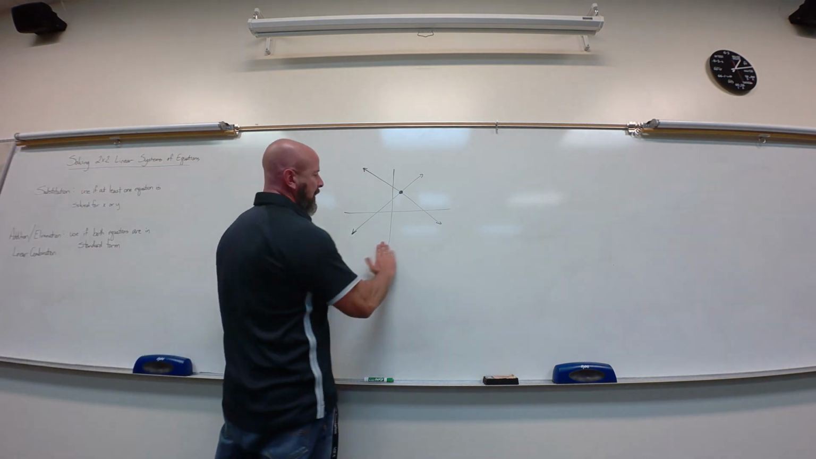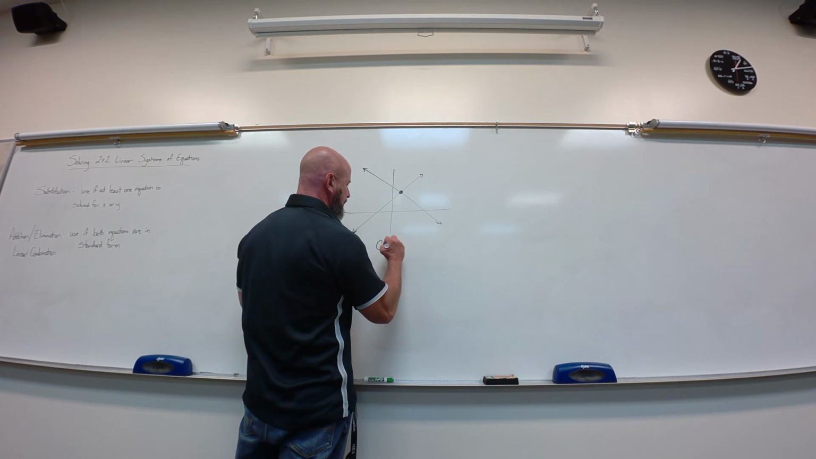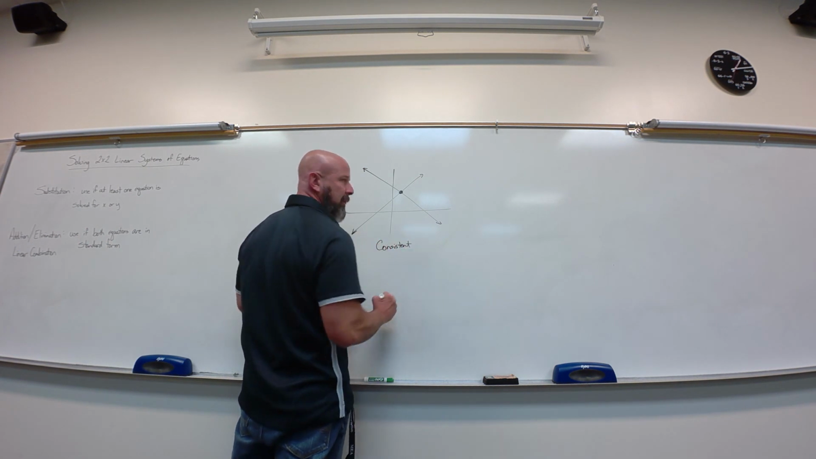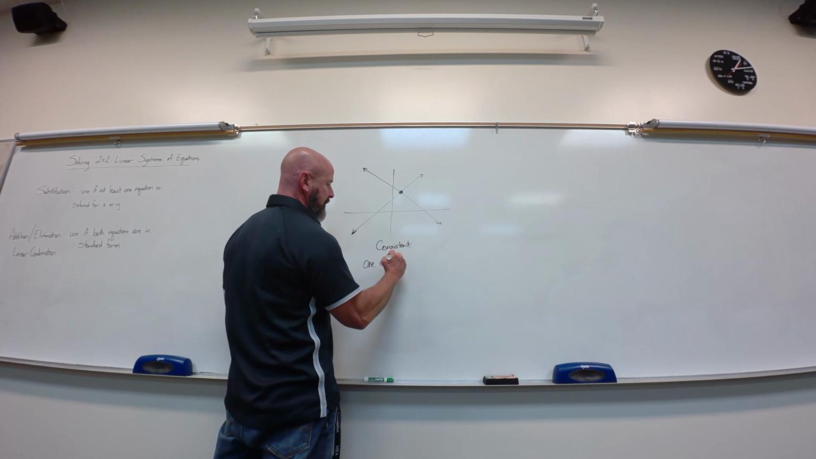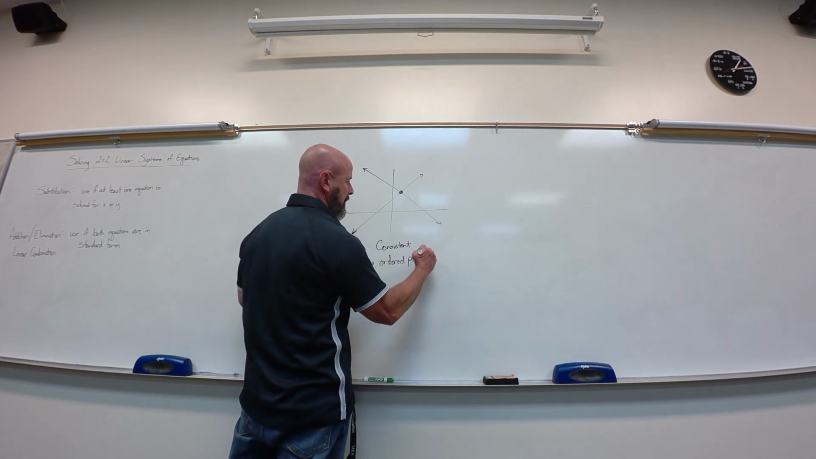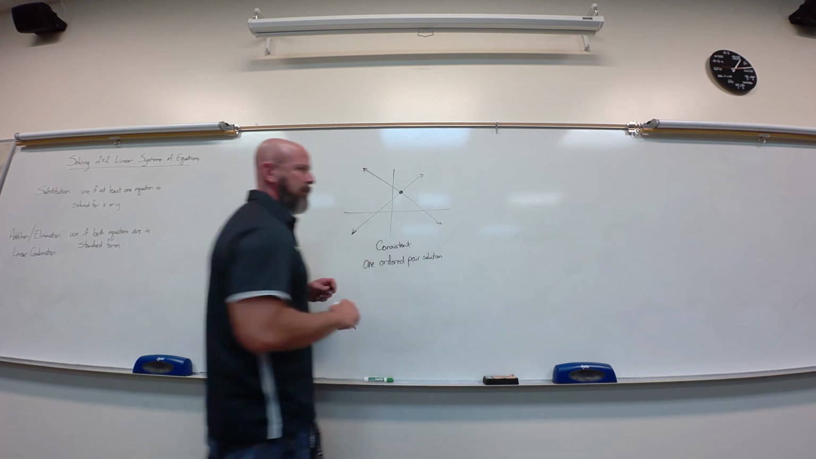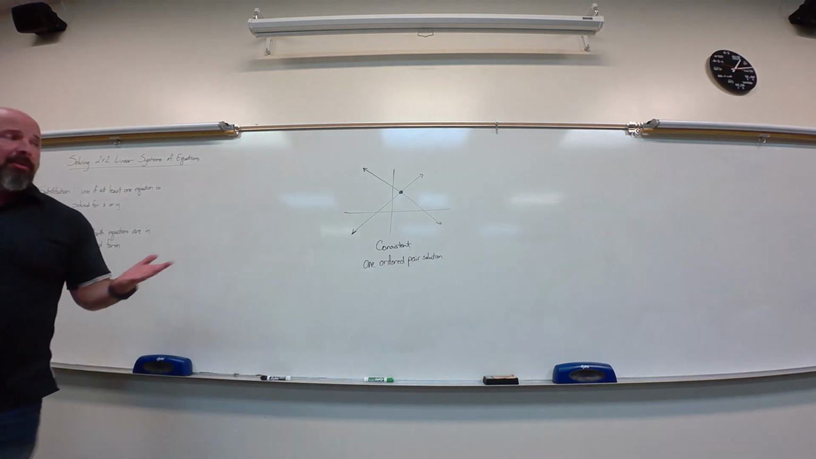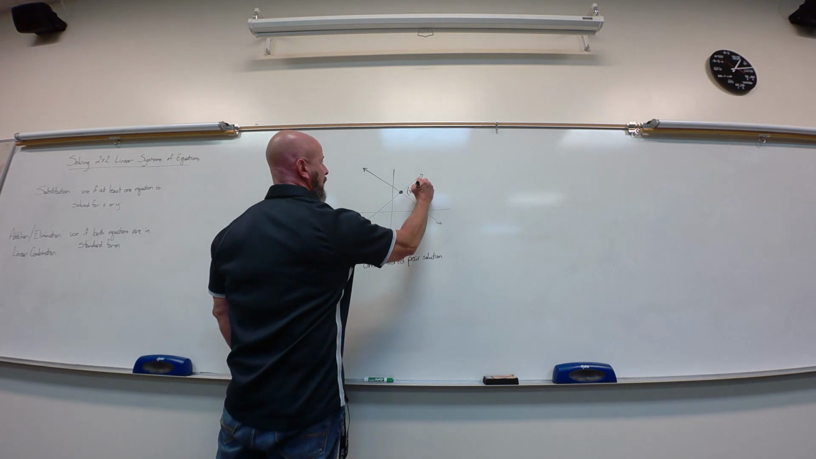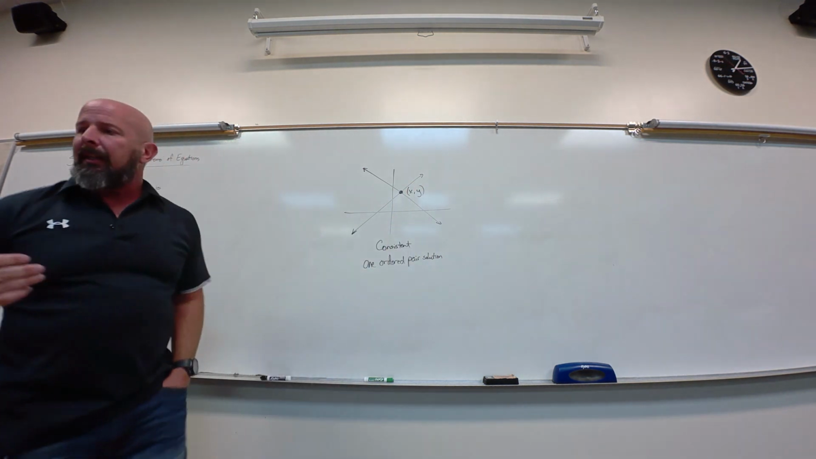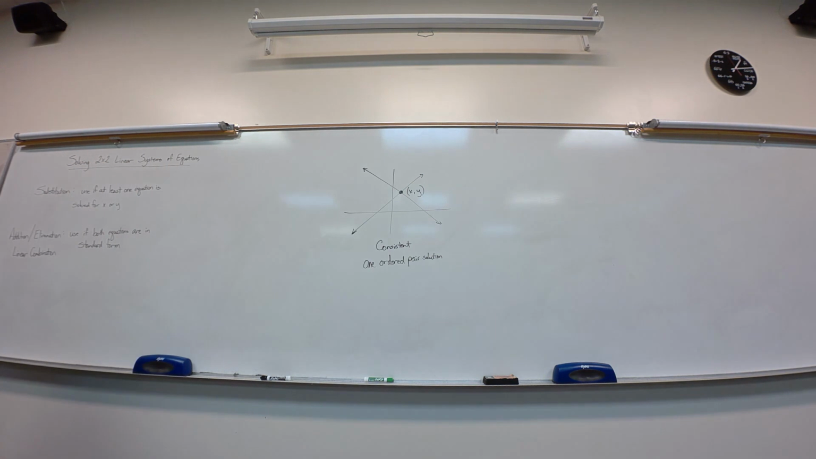So this is what we would call a consistent system, and there's one ordered pair solution. So what's the solution? Well, whatever this value is, x, y. The graphical approach gives you a good visual of what's going on. But in the graphing, if I really wanted to find that solution, I would have to estimate where it is. Maybe if I was drawing it using a computer, I could see exactly where that intersection point is. But otherwise, I'm just kind of guessing.